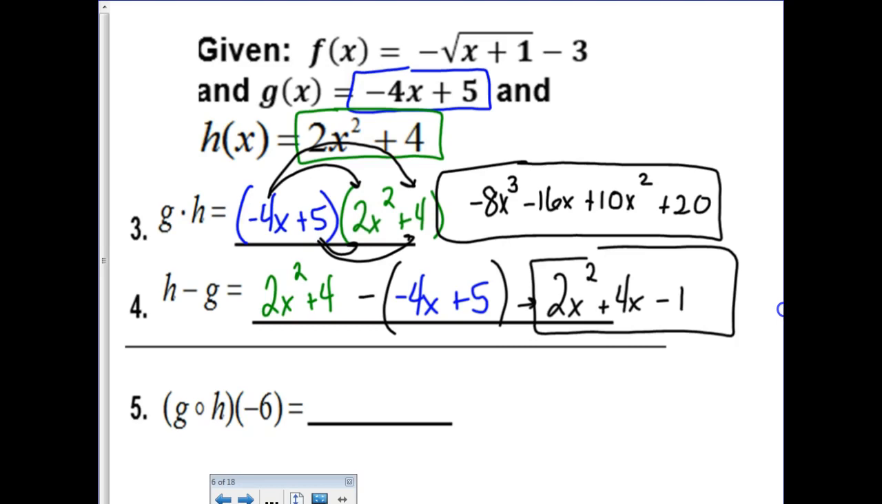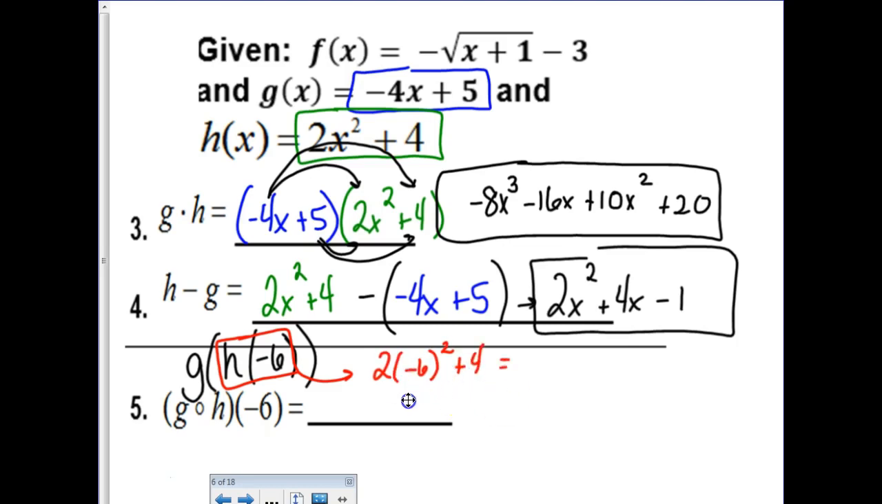All right, next question is composition. It says g of h of negative 6. Another way to write that question in a notation that you might be happier with is g of h of negative 6 like this. So you are doing composition. However, since you're composing at a number, a much easier way to do this question would be to start here. If you found h of negative 6, that would be 2 times negative 6 squared plus 4.